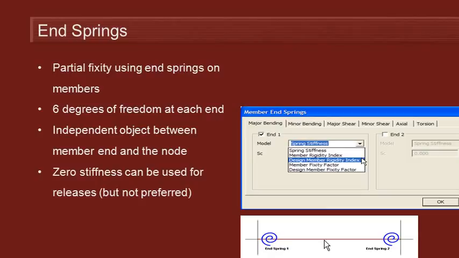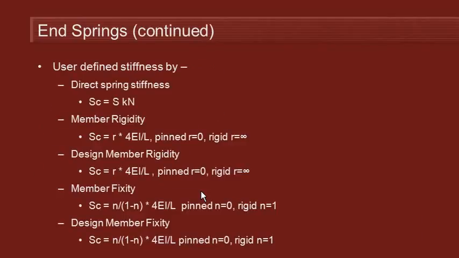That stiffness can in fact be set to 0 if we want to, and if we did that, that would be equivalent to releasing the moments. But that's not really the preferred way to do it, and I wouldn't recommend that you do that. So the end springs let us do a fine partial fixity. Let's see the different ways that we can do that.